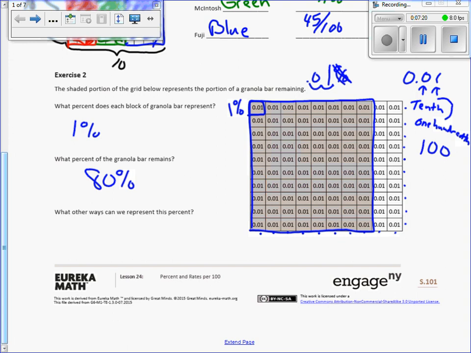What other way can we represent this percent? 80 out of 100. That's where the 80 100ths comes from. 80 100ths would look like that. Oh, I might as well put it here, because that's what else we're going to call it. Those are the 2 other ways we can represent a percent. 80 out of 100, or 80 100ths as a decimal. Okay?